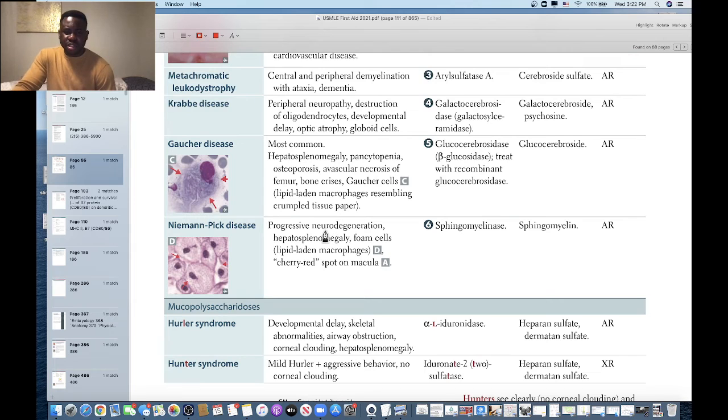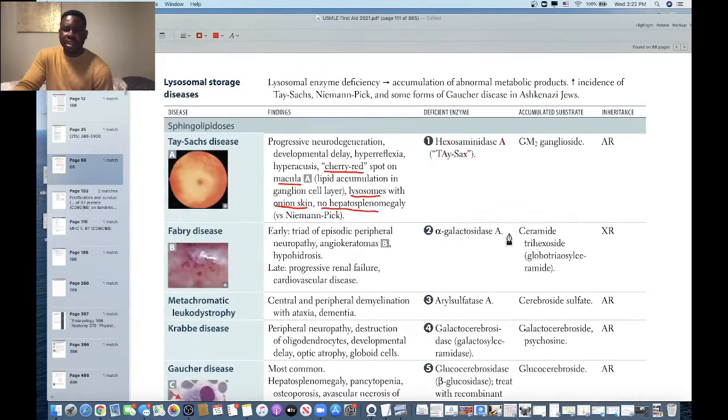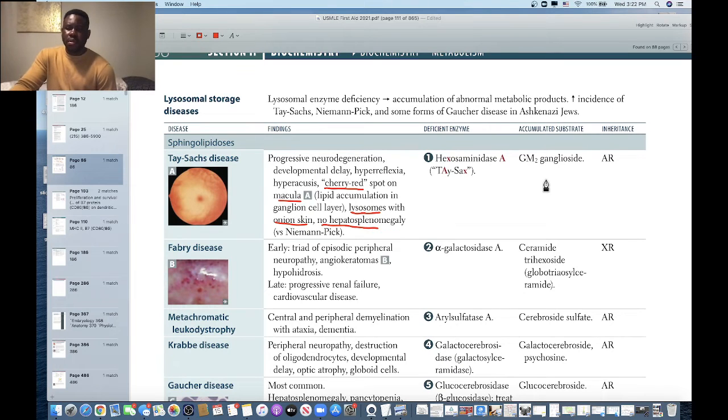They have progressive neurodegeneration and hepatosplenomegaly. They have foam cells, that is lipid-laden macrophages, and cherry red spots in their eye. It's due to sphingomyelinase deficiency. If we cannot break down the sphingomyelin with this enzyme because it's deficient, we have accumulation of sphingomyelin. In Tay-Sachs, it is accumulation of GM2 ganglioside. They'll always ask it. And then the enzyme is hexosaminidase A. The A is important. Good.